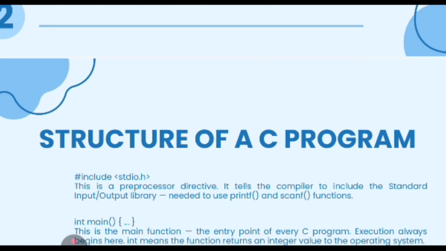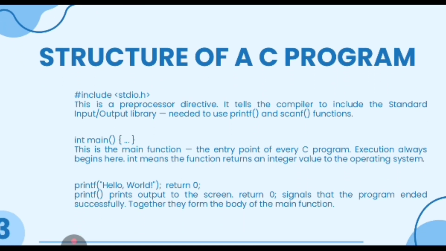Now, let's look at the basic structure of a C program. Here's our classic Hello World example. First line: #include <stdio.h>. This is a preprocessor directive. It tells the compiler to include the standard input and output library, which we need to use functions like printf and scanf.